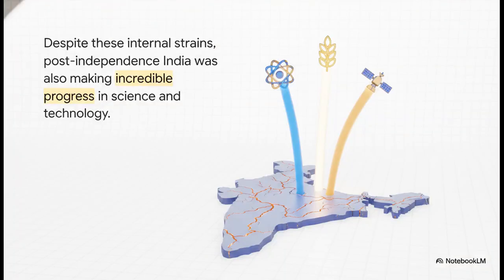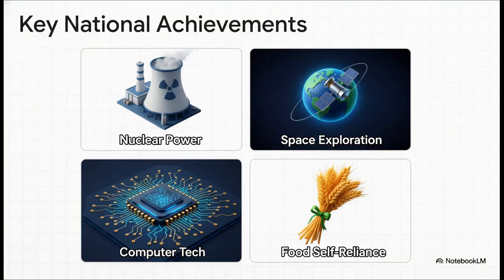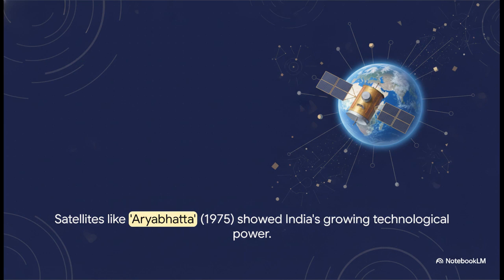But get this, while all this was going on, India was also making some incredible progress. Especially in science and tech, pioneering women were a huge part of driving the country forward. I mean, look at these wins. We're talking huge leaps in food, nuclear power, and even space. The launch of Aryabhata in 1975, that really put India on the global stage for space tech.